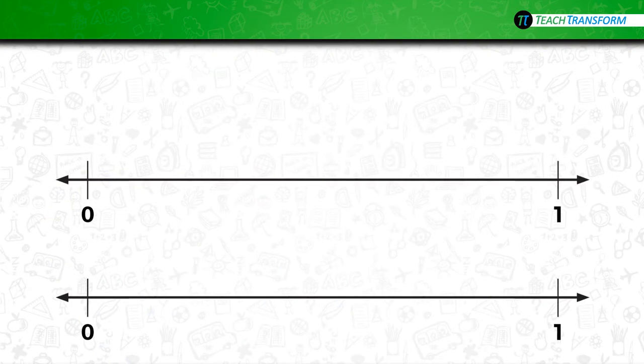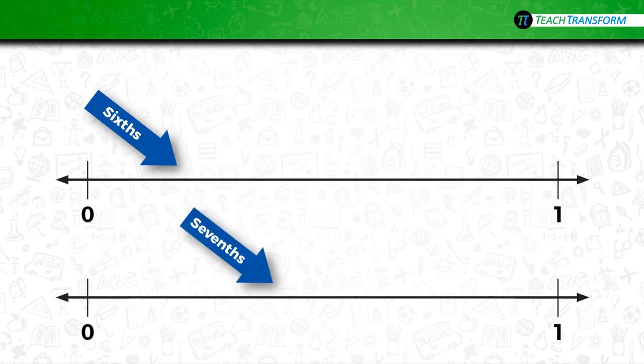In part 1 of your recording sheet, there are 2 number lines. On the first number line, partition the space between 0 and 1 into sixths. Remember what partition means? It means to break the space up into equal size parts. So break the space between 0 and 1 into 6 equal size parts. When you're done with the first number line, partition the second number line into sevenths.